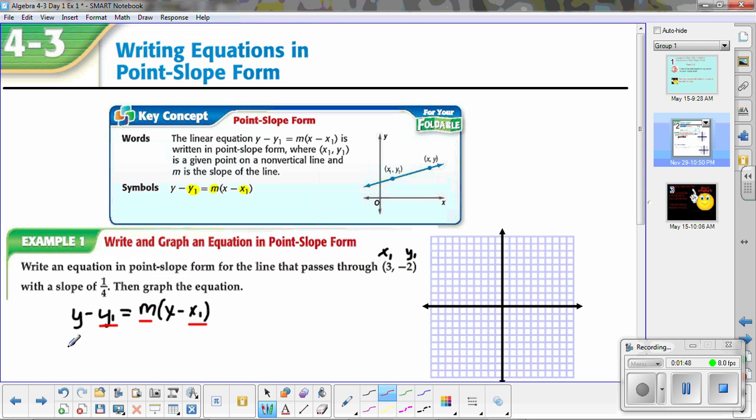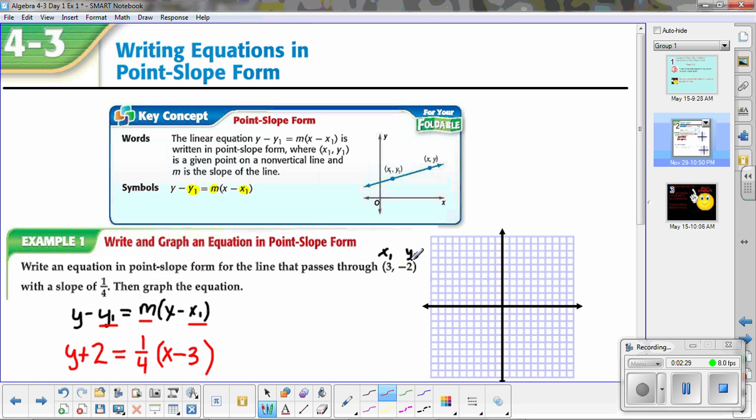So it's going to be y minus y1, which is -2. y minus a -2, minus a negative is really plus a positive. So I'm going to write y plus 2 equals m, which they told us was 1/4, and then x minus x1, and x1 is 3. So in point-slope form, it's y plus 2 equals 1/4 times the quantity x minus 3.